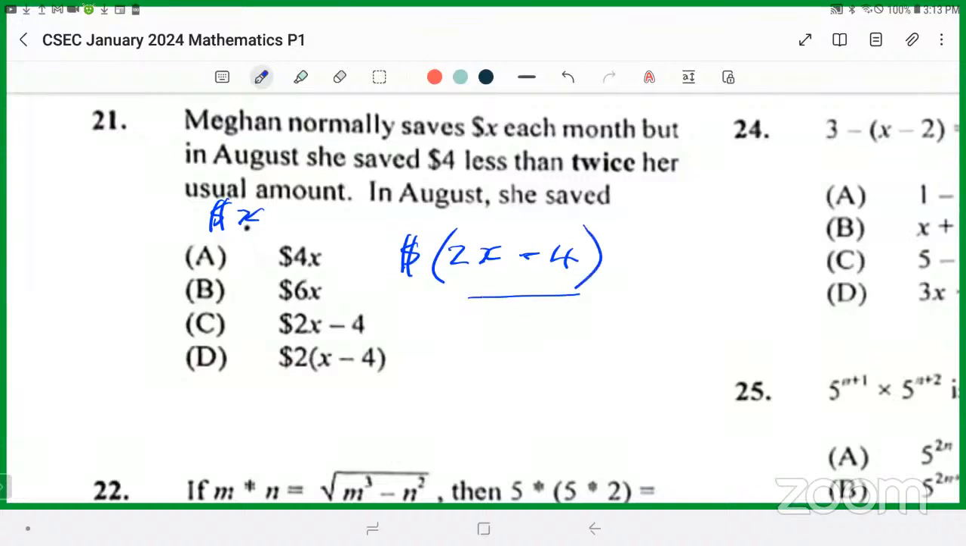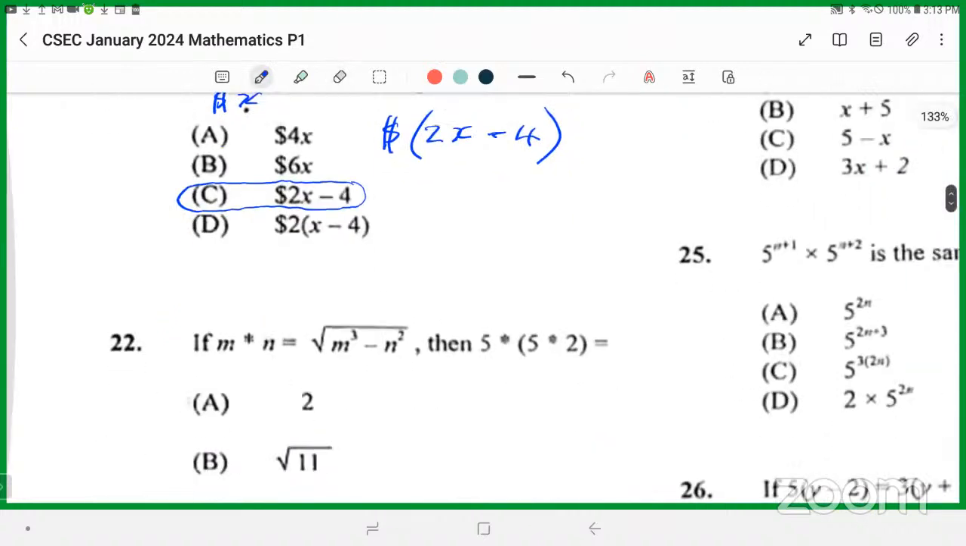So we're looking for this down here. Don't pick this one now. You have to notice this is 2 into x minus 4. If you expand this, you get 2x minus 8. This one is wrong. You have to be careful. The answer is this one. That is the one.